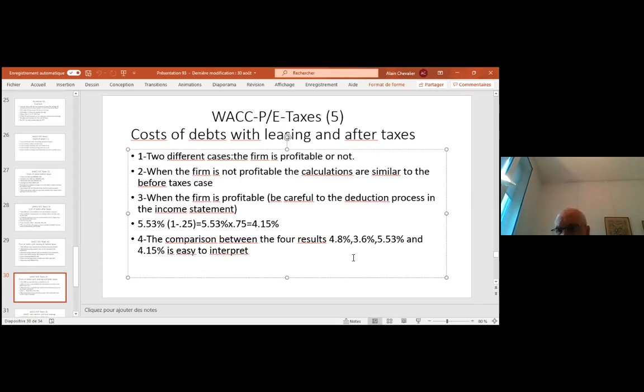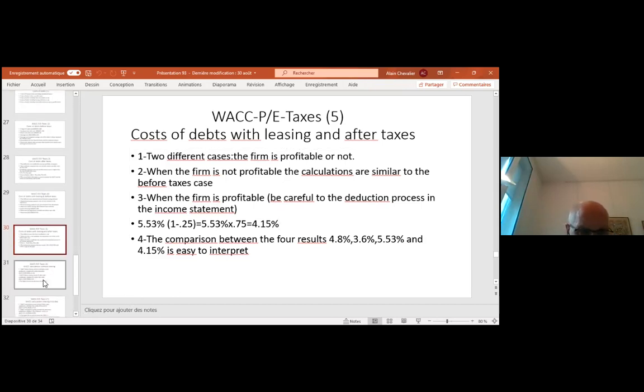So we understand that in these calculations, the leasing contracts increase the cost, while the tax rate has a positive influence, with the consequence of a decrease in the cost of the debts.